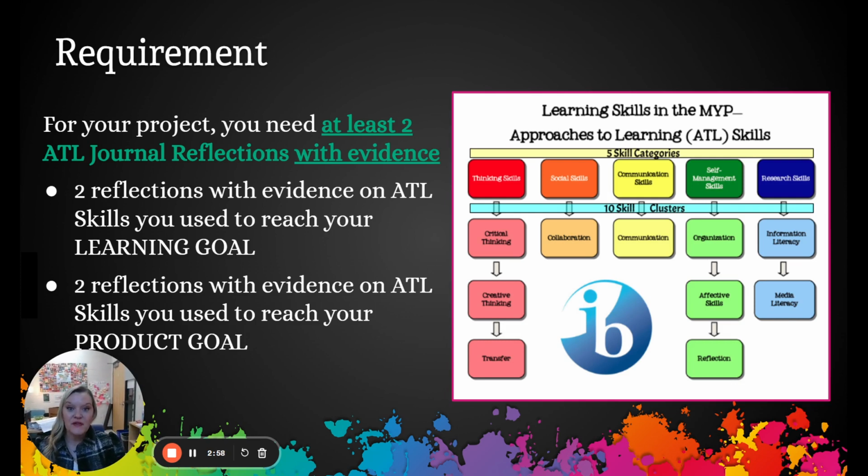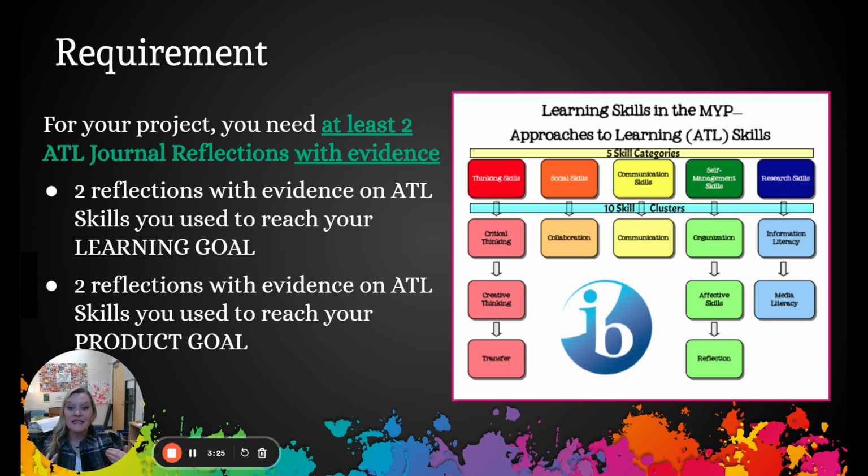So on the right, you see the approaches to learning, or ATL skills. These are 5 categories that are essential for socio-emotional and academic skill development. And so across the top, you see the skill category: thinking skills, social skills, communication skills, self-management, and research skills. And then underneath, some of those big categories are broken down into what we call clusters. So types of thinking skills are critical thinking, creative thinking, and transfer.